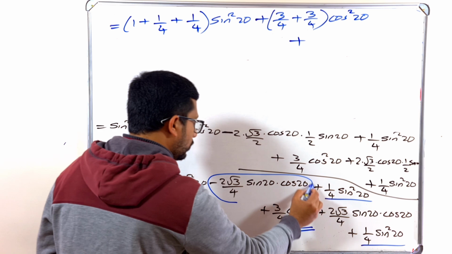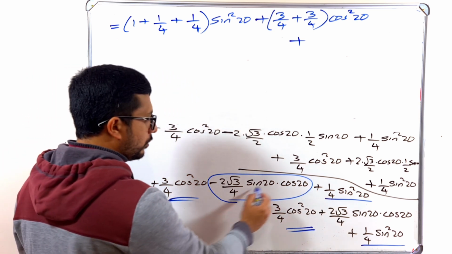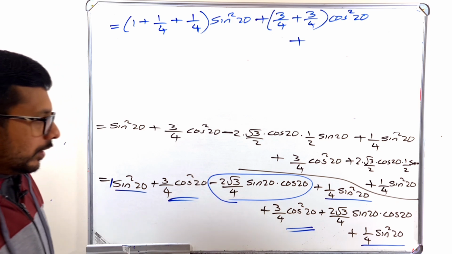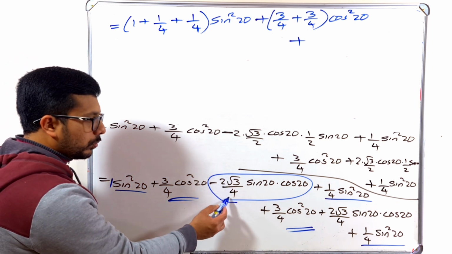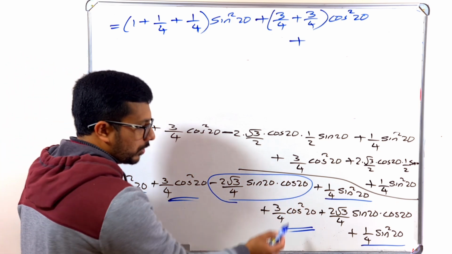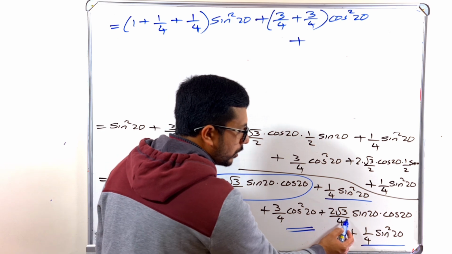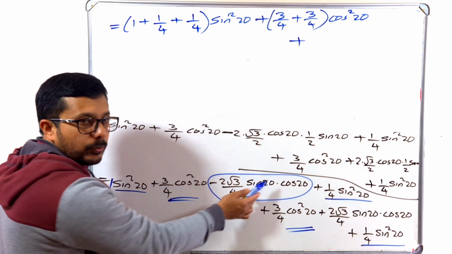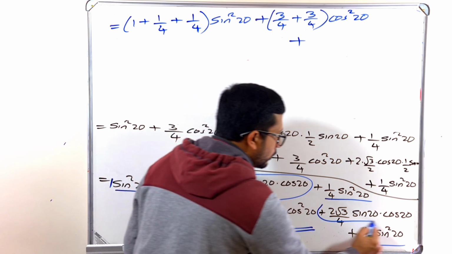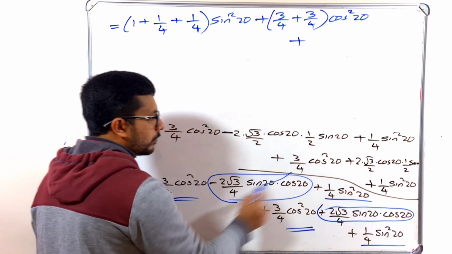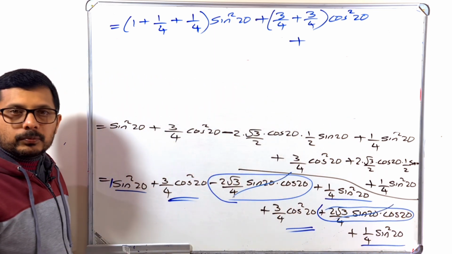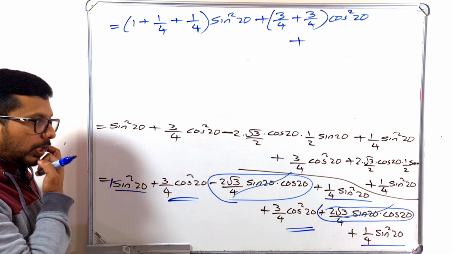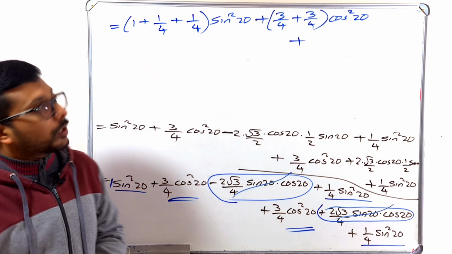Now what about the sine 20 cos 20 terms? This one is minus 2 root 3 by 4 sine 20 cos 20, and this one is plus 2 root 3 by 4 sine 20 cos 20. This is plus, this is minus, same quantity. That means you can cancel this one and this one, because one is minus and the other is plus. So the remaining is only this one.